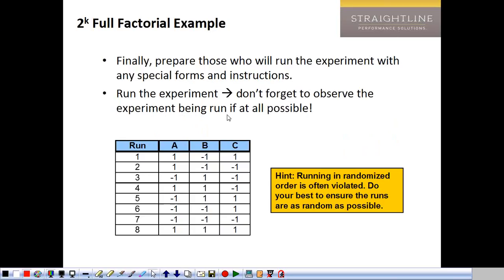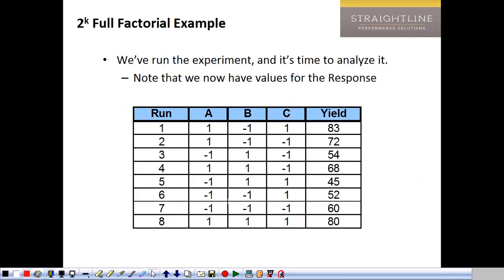And then we'll go ahead and prepare the people who are going to run the experiment with any special forms of instruction, and then we'll run the experiment and get our response. Okay, now just a note here, running the randomized test, if you're going to let people do it, is something that's often violated, so you might want to watch that. And in our example, we got this. Now I'm going to skip over some things that are done by hand, because if we have Minitab, why not?